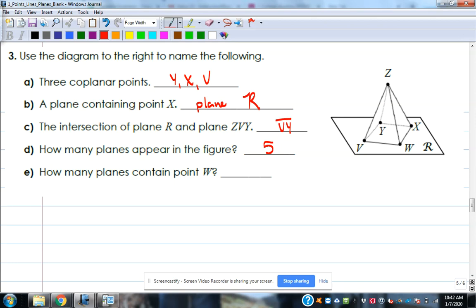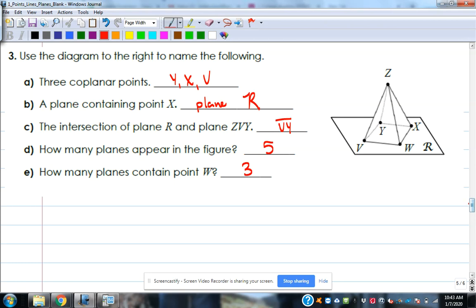How many planes contain point W? 3. Which ones? Yeah. VZW, XZW, and plane R all contain the point W. 3 out of that. Any questions about it so far?